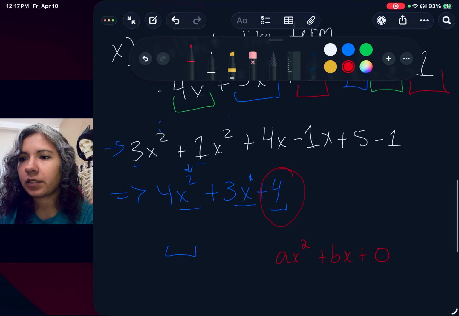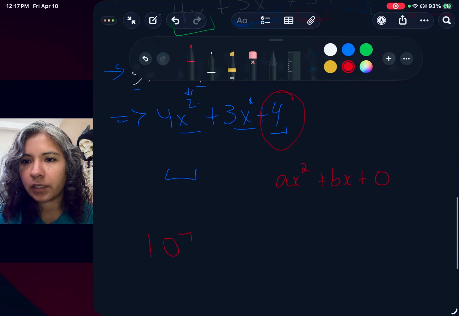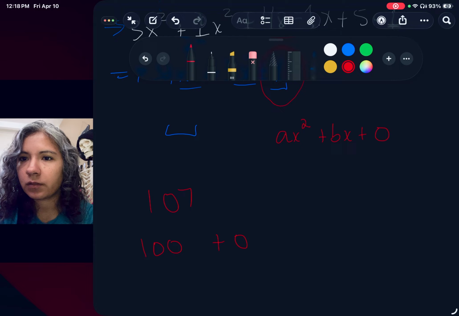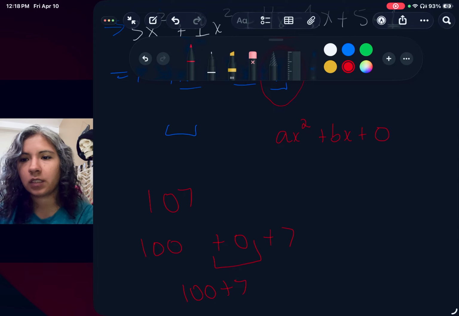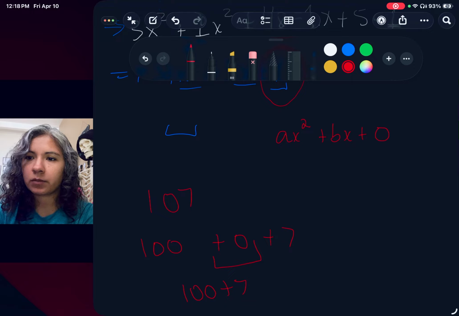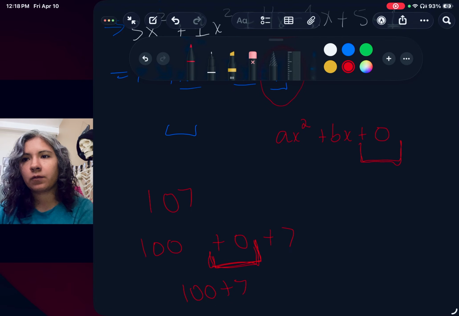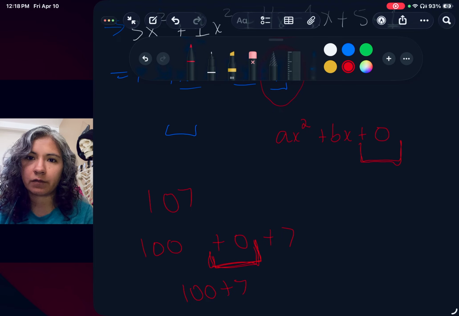right? Just like if we're expanding the number 107, we write 100 plus 0 tens plus 7 ones. We don't always write out this 0. We just write 100 plus 7, right? But sometimes for certain things, we're going to need to remember that there's actually zeros in here and ninja ones. We'll just have to keep that in our mind so that we don't get confused when we're doing algebra.